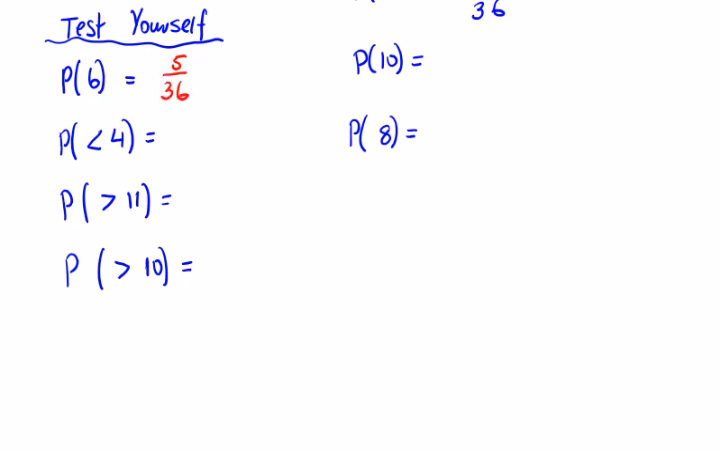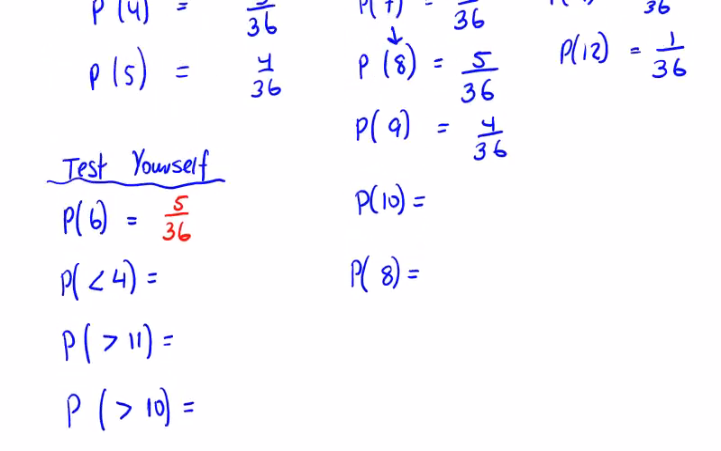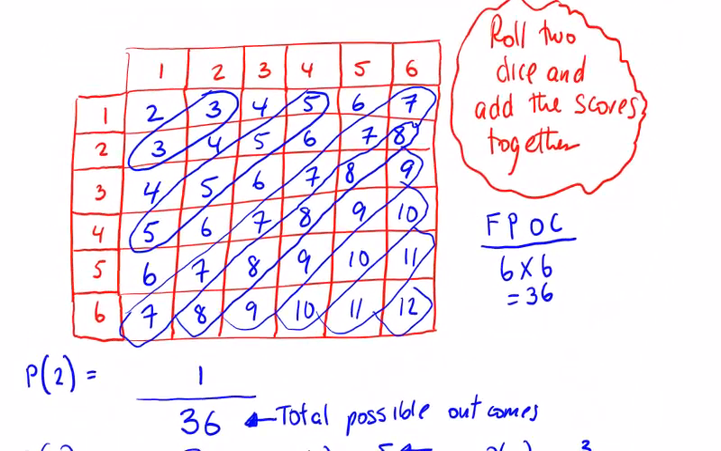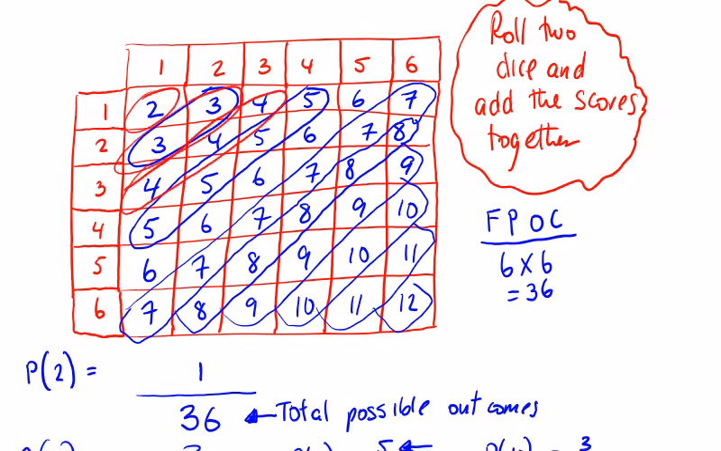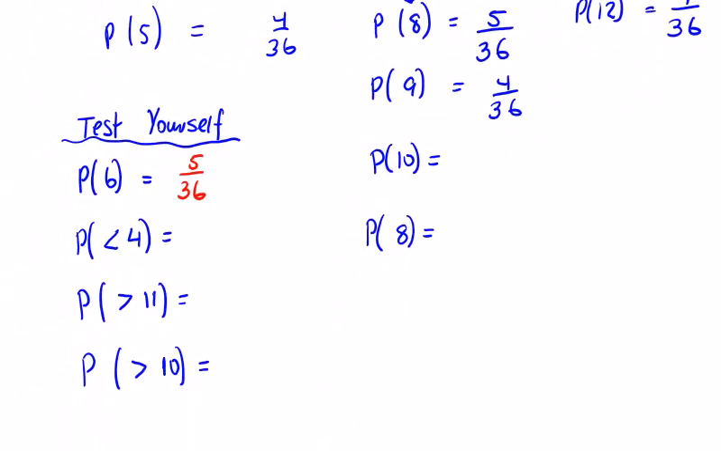The probability of less than a 4. Well, let's go up and have a look at our table and we'll add these together. So the probability of less than a 4 doesn't include 4. So we have a 3, a 2, and a 1, 3, 2, 1, 6.